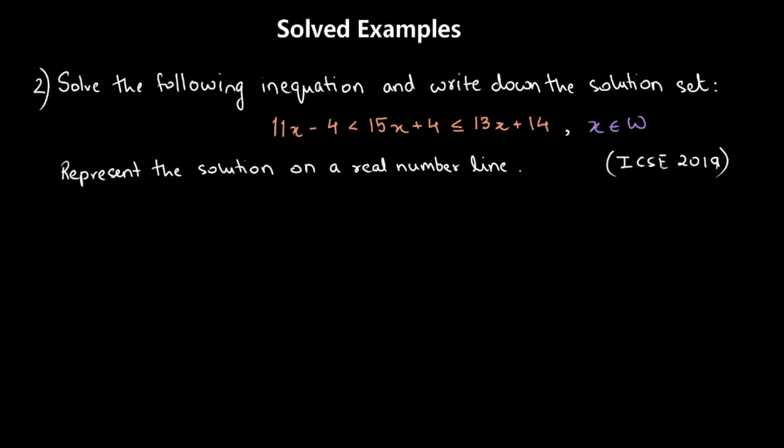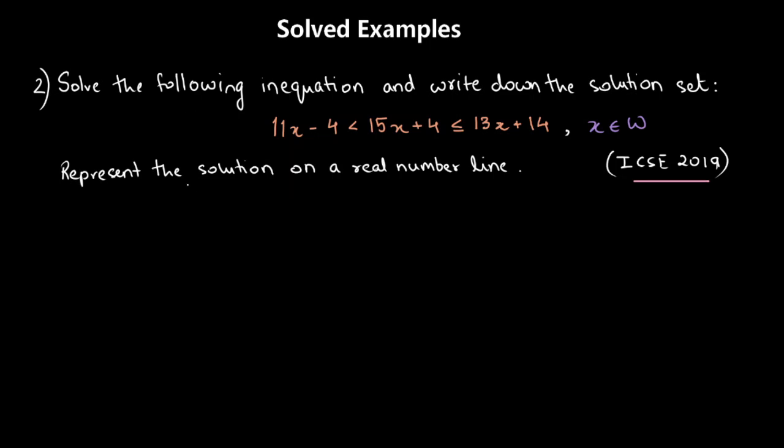Solve the following inequation and write down the solution set. 11x minus 4 is less than 15x plus 4, less than or equal to 13x plus 14. And we know x belongs to whole numbers, is our replacement set. You also need to represent the solution on the real number line. So this question had appeared in the ICSE 2019 examination, right?